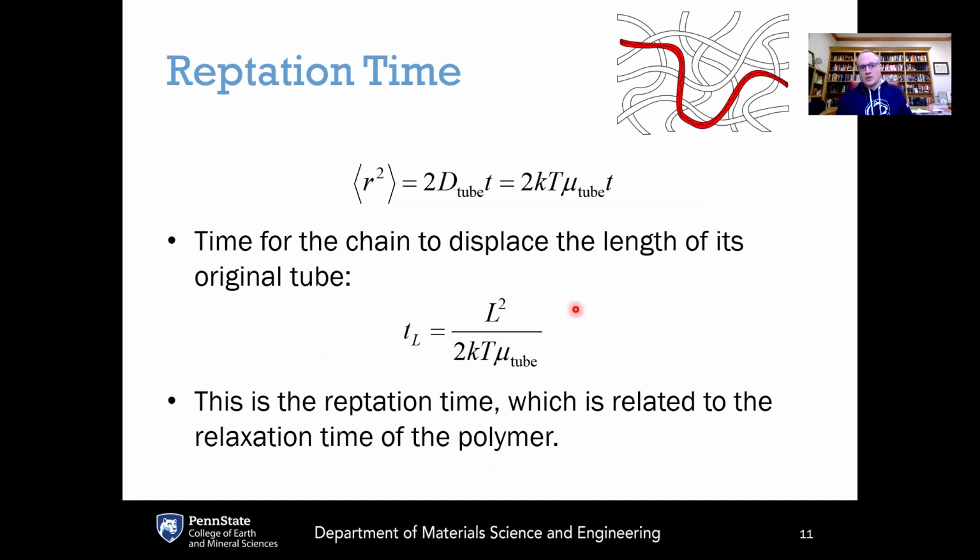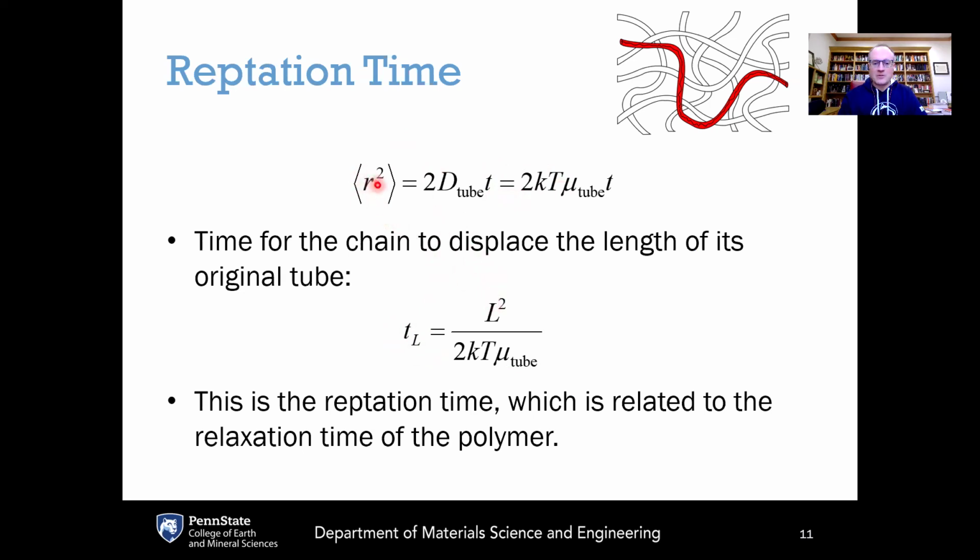Now, one of the important properties in polymer physics is what's called the reptation time. The reptation time is the time for a chain to fully displace the length of its original tube. And that reptation time can be denoted as little t sub L, where L is the total length of the tube. And using this equation here and solving for time, the time that it would take for the chain to displace this full distance here, L.